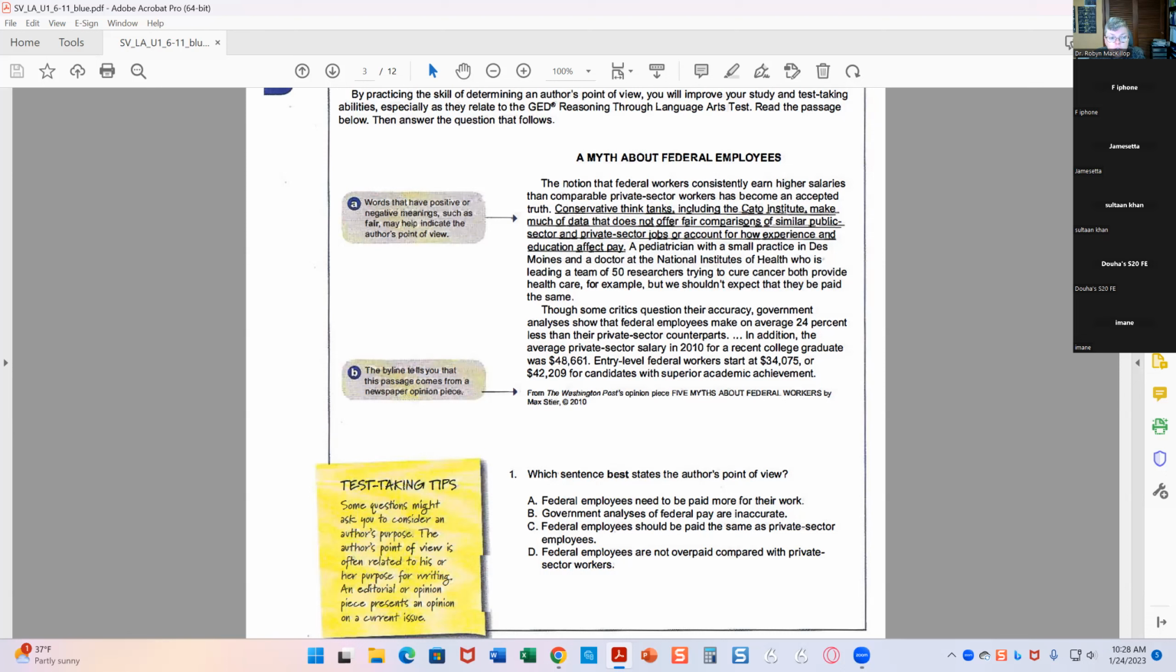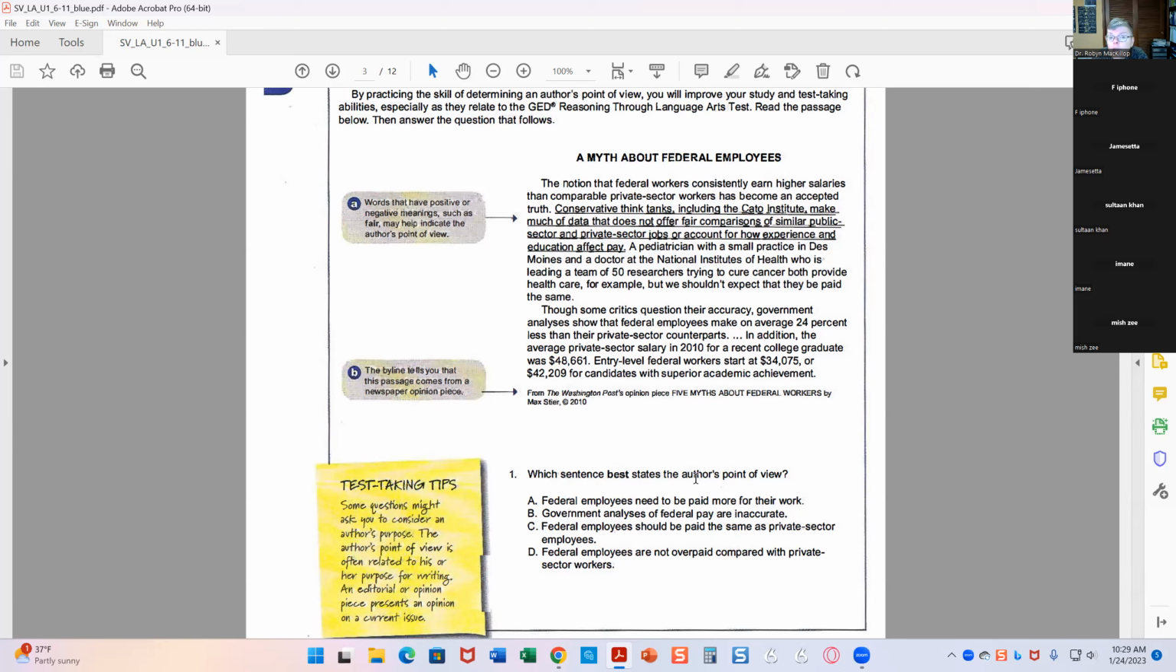Though some critics question their accuracy, government analysis shows that federal employees make on average 24% less than their private sector counterparts. In addition, the average private sector salary in 2010 for recent college grads was $48,000. Entry-level federal workers start at $34,000 or $42,000 for candidates with superior academic achievement. They give you a lot of filler in this. There are a lot of filler words that you don't need. They could have given you a much shorter paragraph.